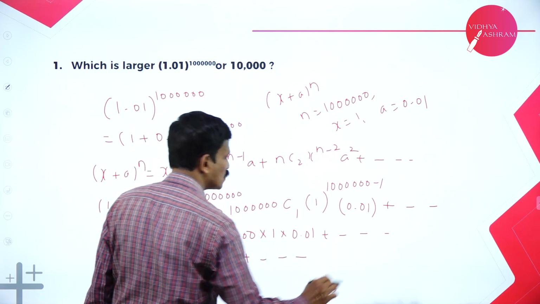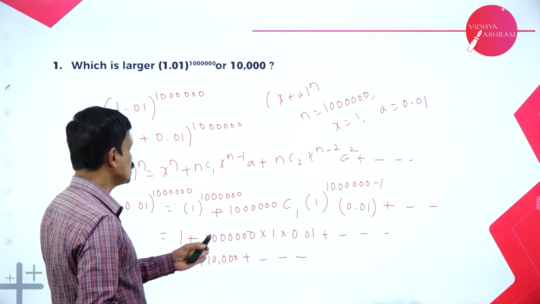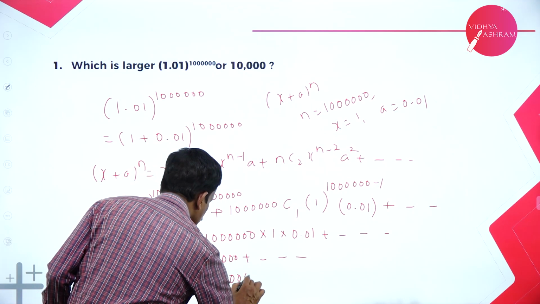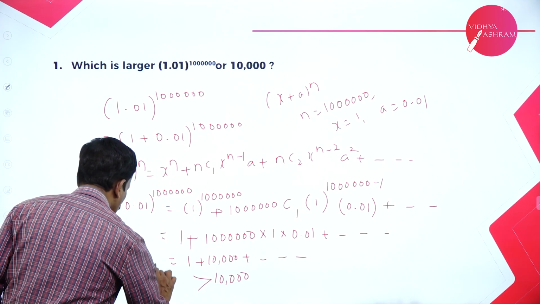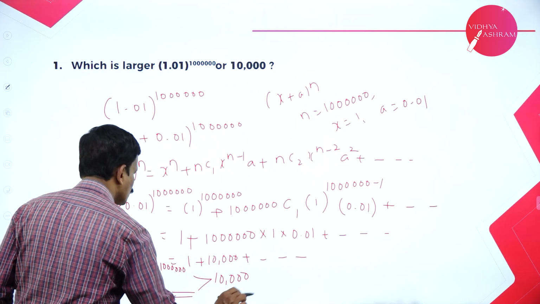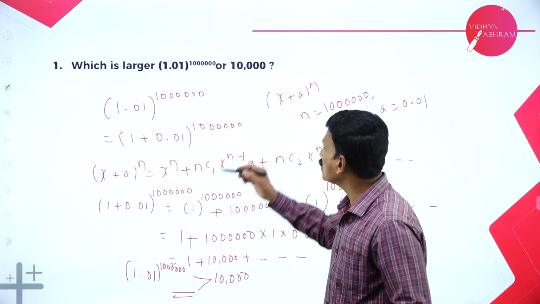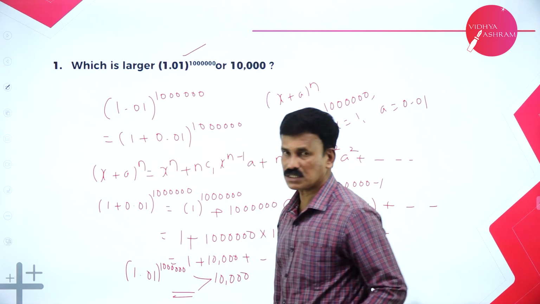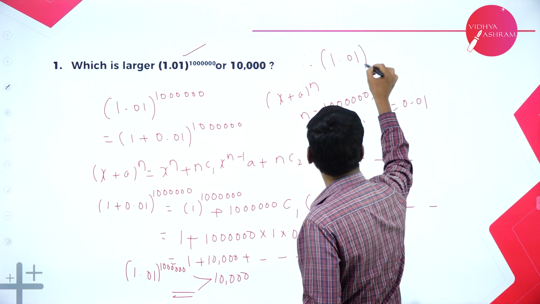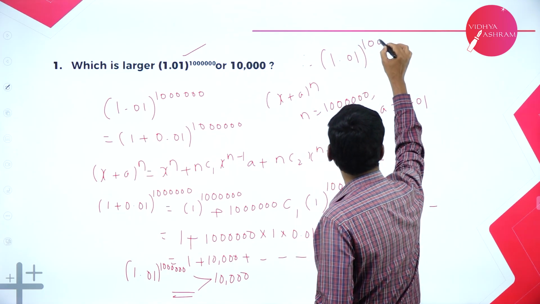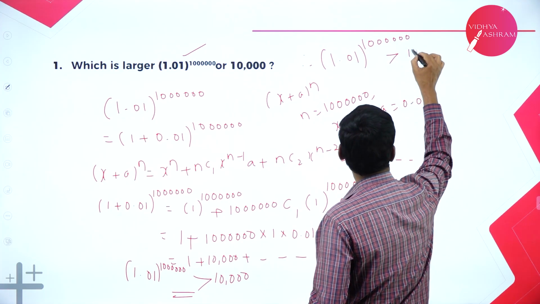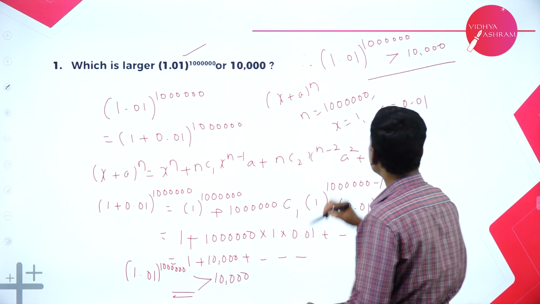10,000 plus higher terms, etc. So, what do you say from this? 10,000 plus 1 plus etc. Definitely we can say that this is greater than 10,000. That means 1.01 to the power of 10 lakhs is greater than 10,000. That's it. So, what is the conclusion? Therefore, 1.01 to the power of 10 lakhs, 1 followed by 6 zeros, is greater than 10,000, 10 followed by 3 zeros.